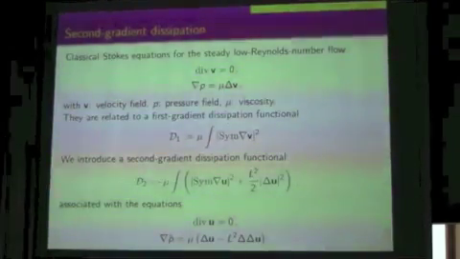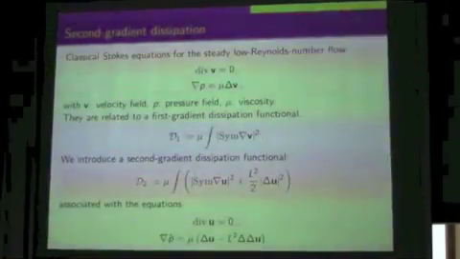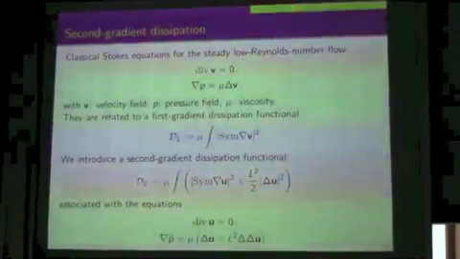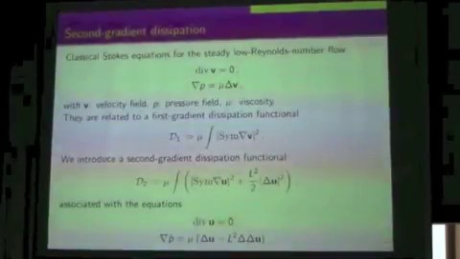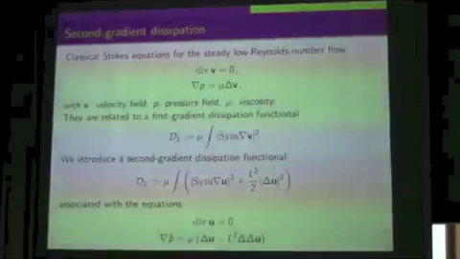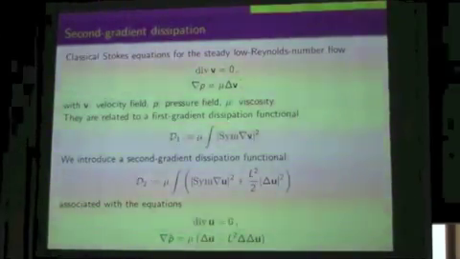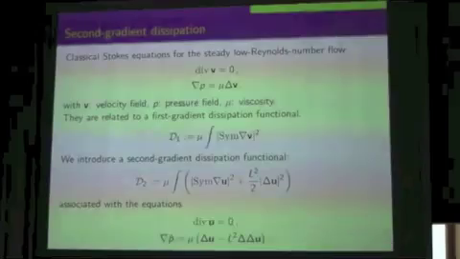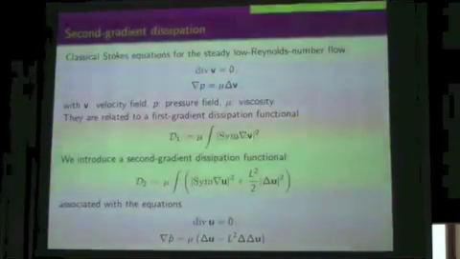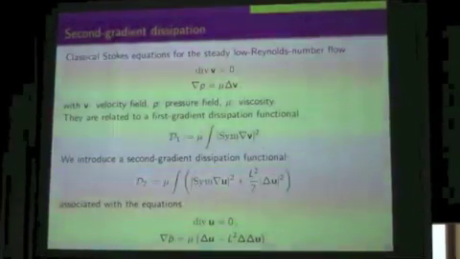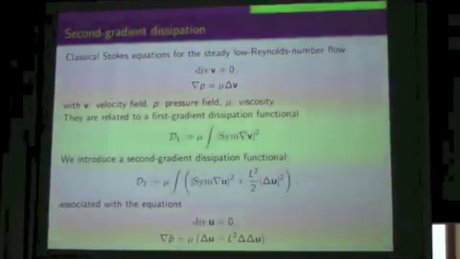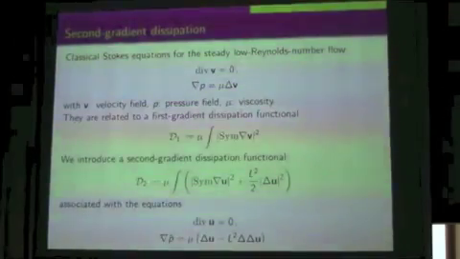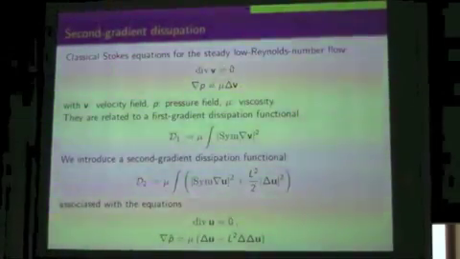And now I used bold font U and P hat to distinguish between the classical velocity field and pressure and this, let's say, hyperviscous velocity field and pressure. This is an unusual nomenclature. Those equations are not new. Okay, they have been present in literature in many situations, micropolar fluids, regularization of the Navier-Stokes equations, and many times they have appeared, they have been used, and then somehow disappeared. But why do I need the second gradient dissipation?